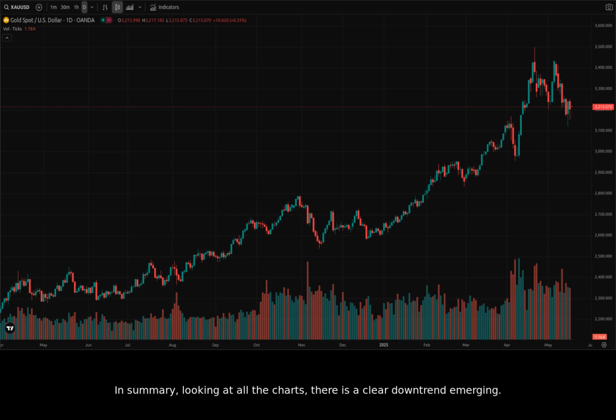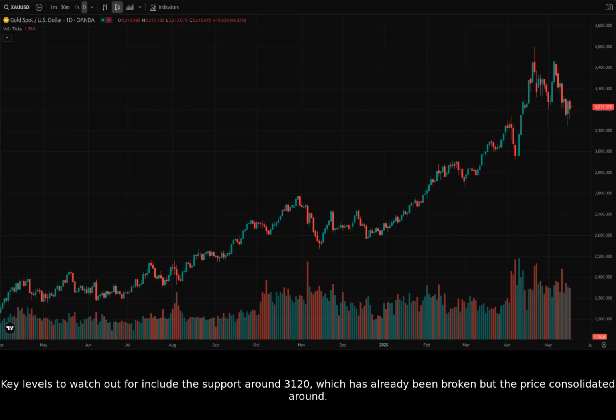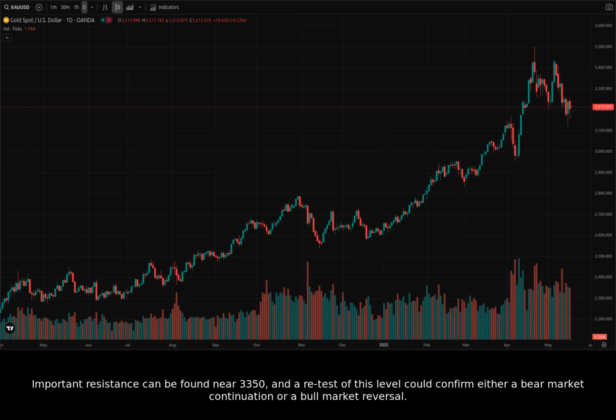In summary, looking at all the charts, there is a clear downtrend emerging. Key levels to watch out for include the support around 3,120, which has already been broken, but the price consolidated around. Important resistance can be found near 3,350, and a retest of this level could confirm either a bear market continuation or a bull market reversal.